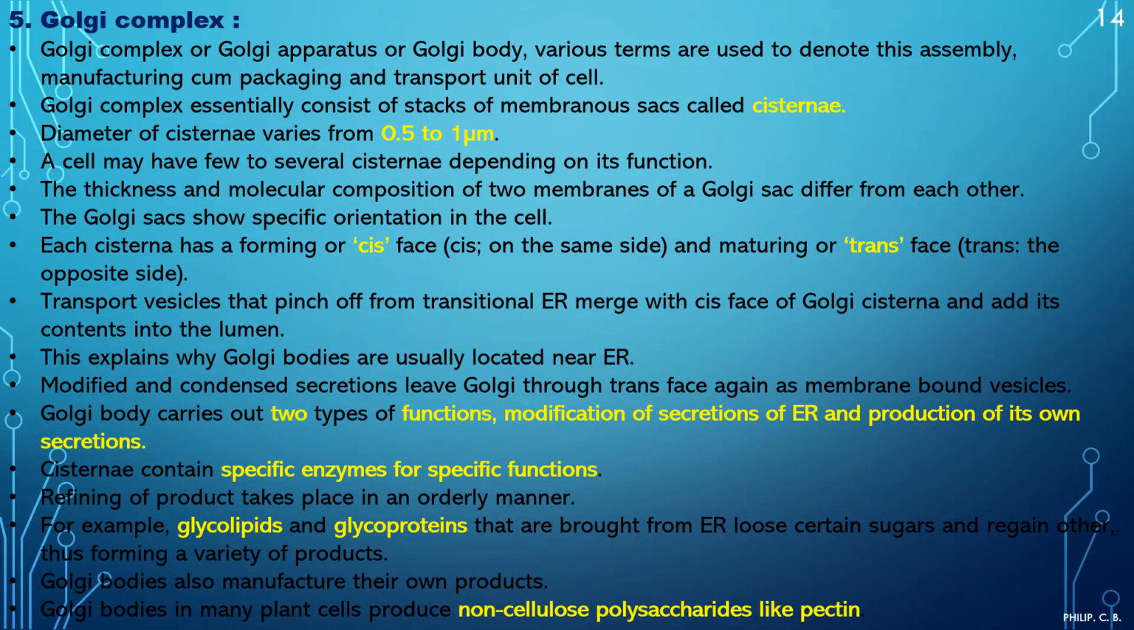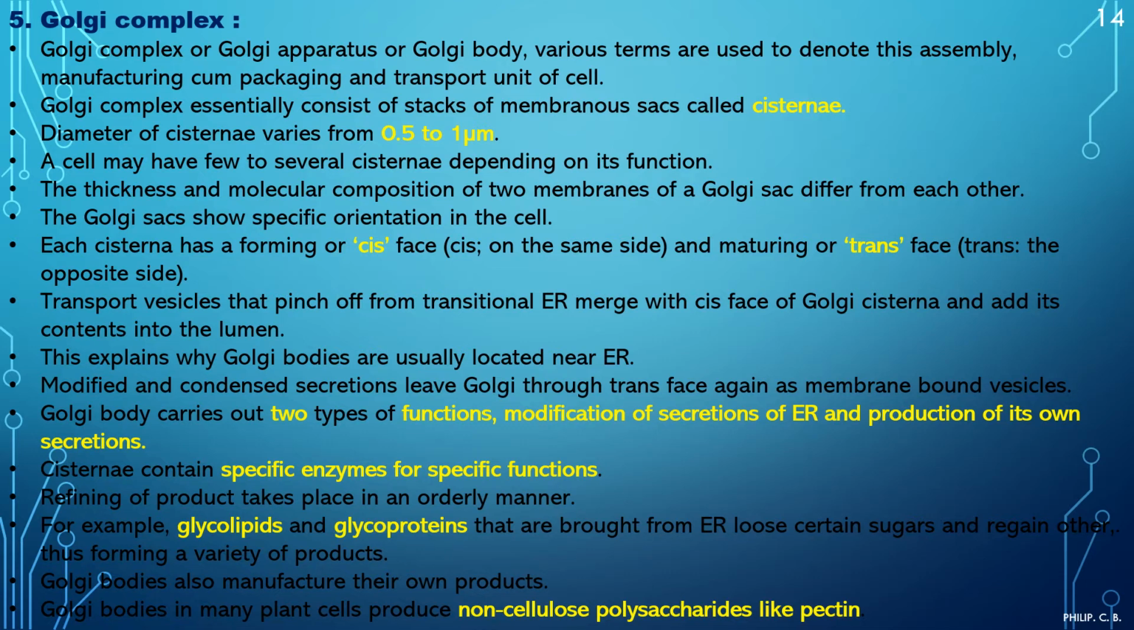Each cisterna has a forming or cis face. Cis means on the same side, and a maturing or trans face, which is on the opposite side. So we can see two faces, cis and trans. Transport vesicles that pinch off from the transitional ER merge with the cis face of the Golgi system and add their contents into the lumen.